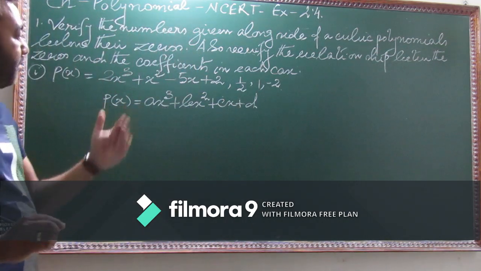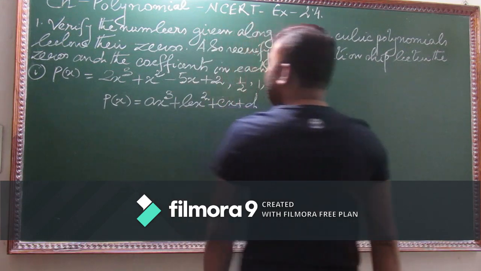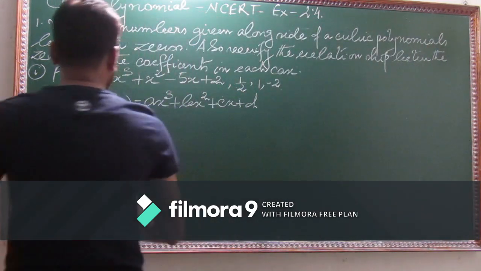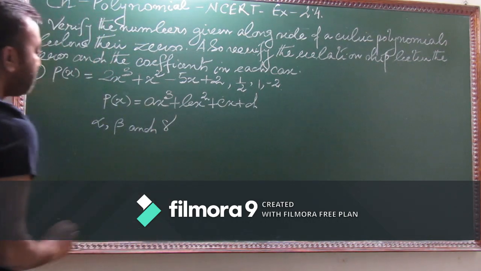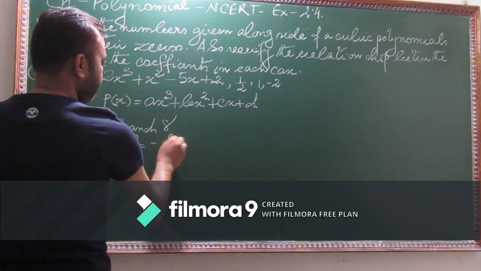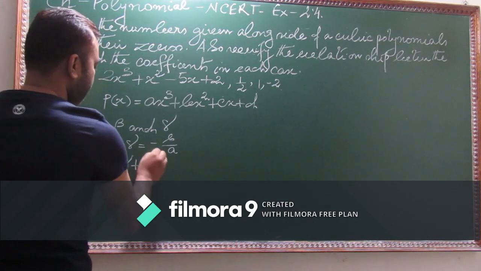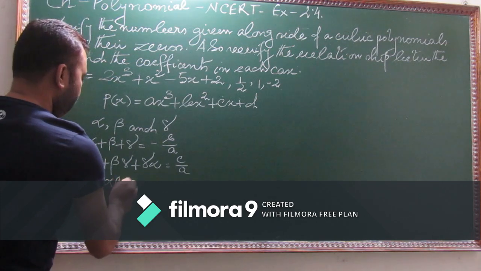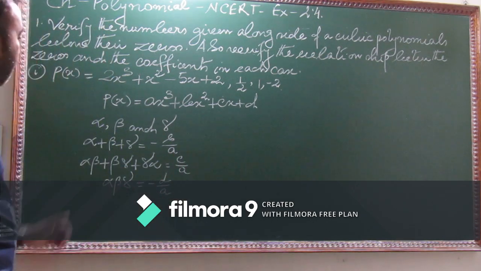In our previous class we discussed that if this is a polynomial of degree 2, then the zeros are alpha and beta, but here it is of degree 3, so there are 3 zeros: alpha, beta and gamma. So what is the relation? Alpha plus beta plus gamma is equal to minus b by a. After that, alpha beta plus beta gamma plus gamma alpha is equal to c by a, and at last alpha into beta into gamma is equal to minus d by a. This is the relation of the zeros.